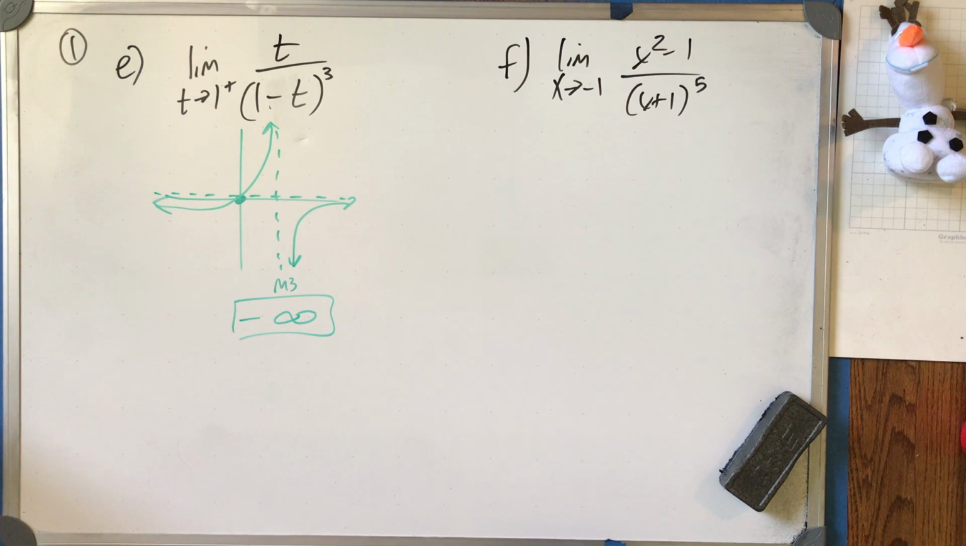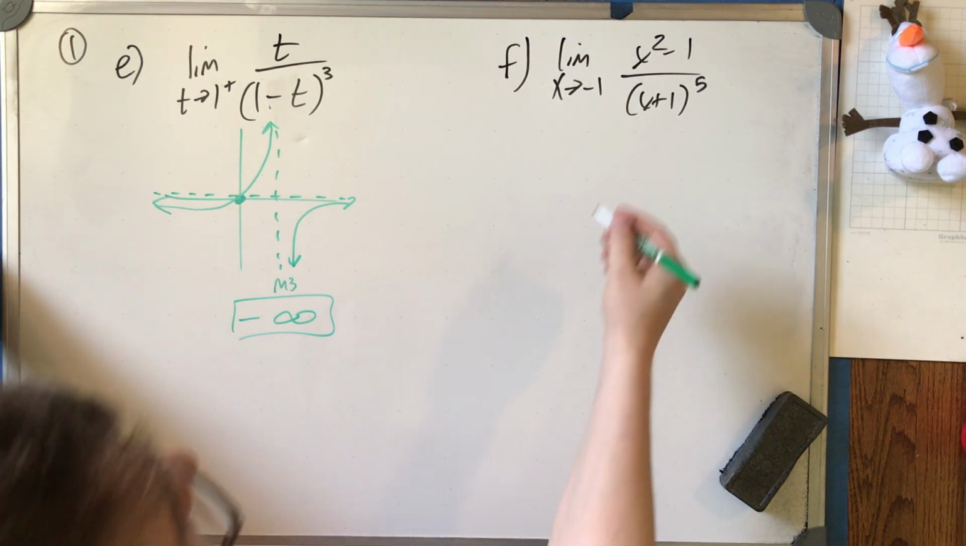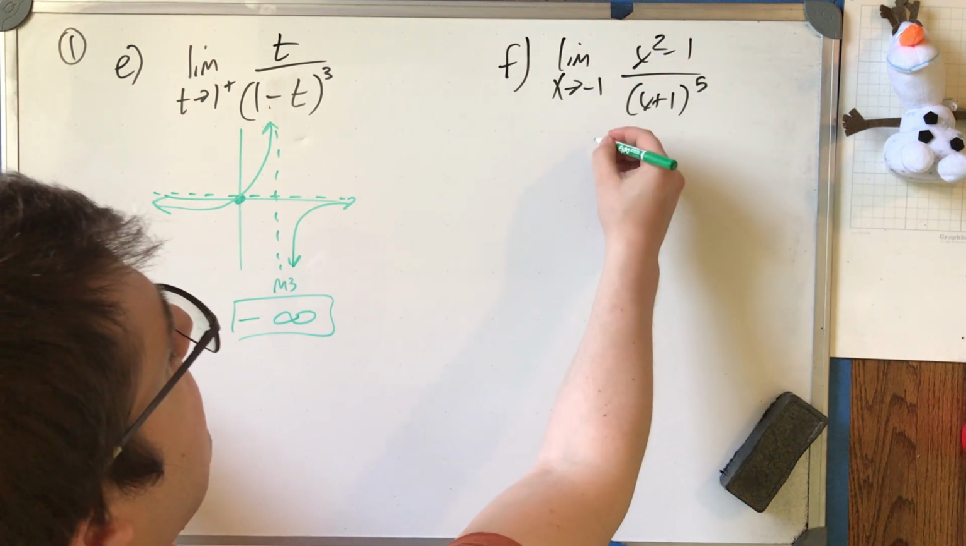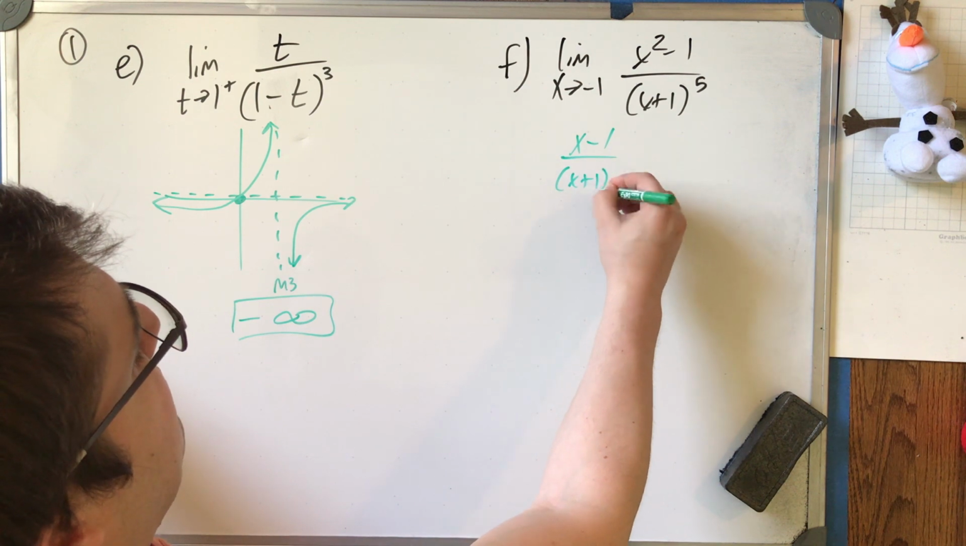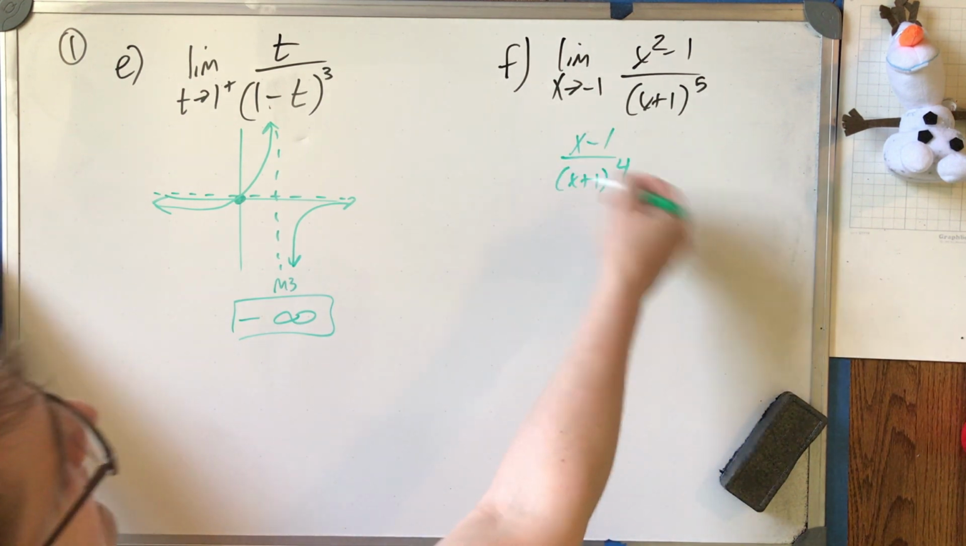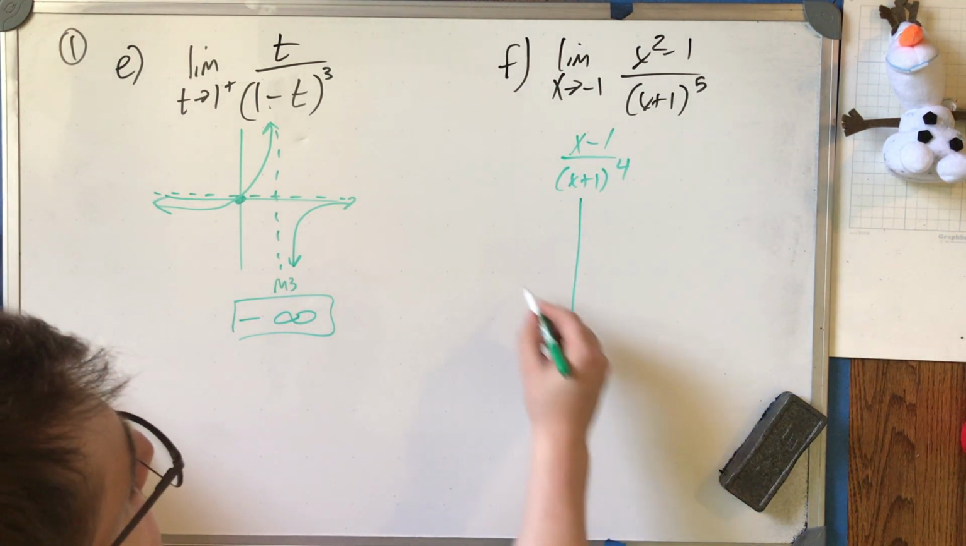If I'm over here with this one, I can direct substitute in. I'll get 0 over 0. So the first thing I'm going to do is attempt to just simplify this. If I do that, I will get x minus 1 over x plus 1 to the 4th. So I still can't direct substitute because I still get 0 on the bottom.